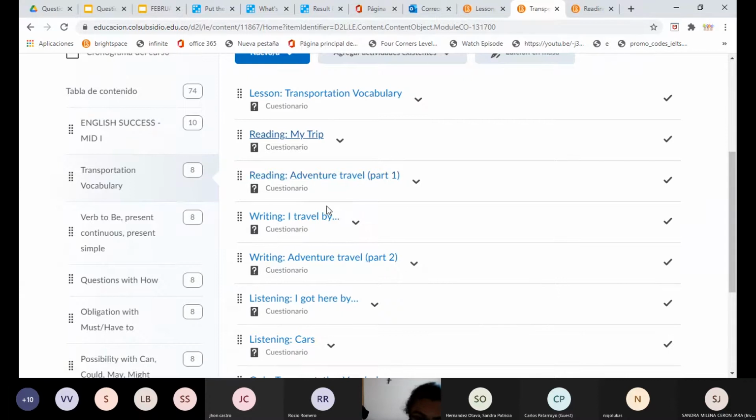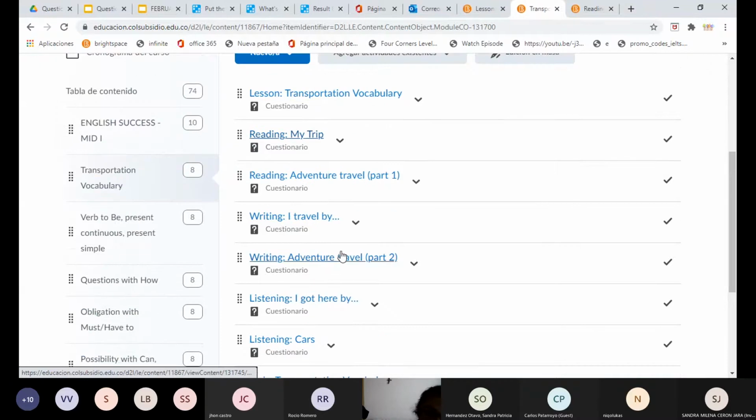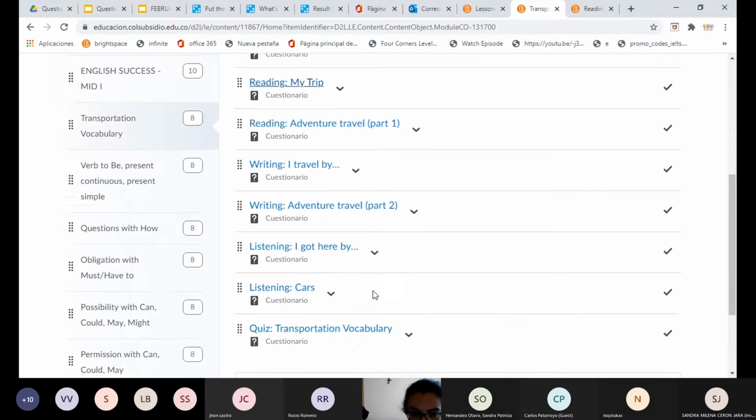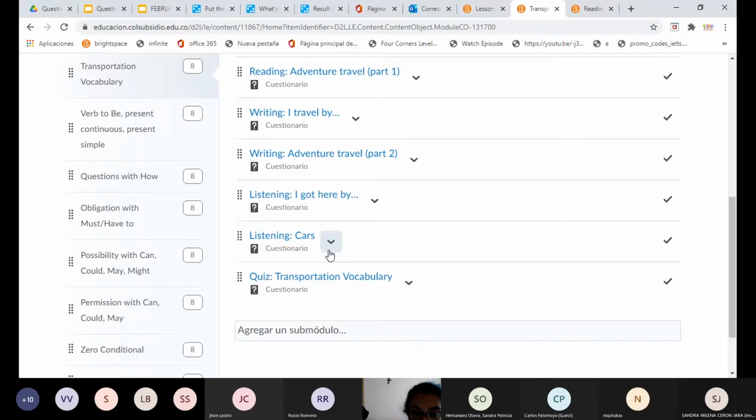Here there's another reading. Usually the lessons, these on the left side, are the lessons. We have two reading activities, two writing activities, I guess we are going to leave only one, and two listening activities, okay? And at the end, there is a quiz. In every lesson, there is a quiz. So there is a lesson, there are reading, writing, and listening activities, and there is a quiz.